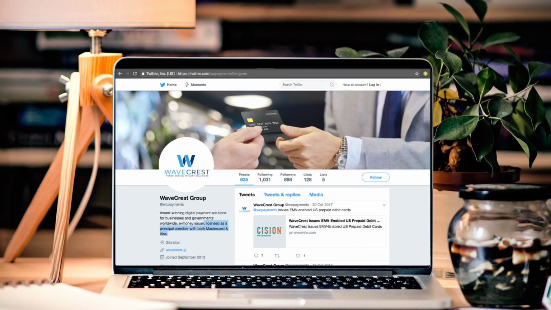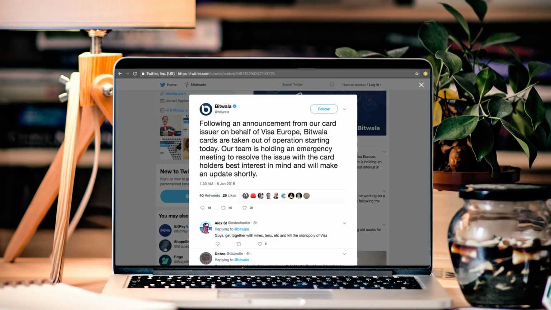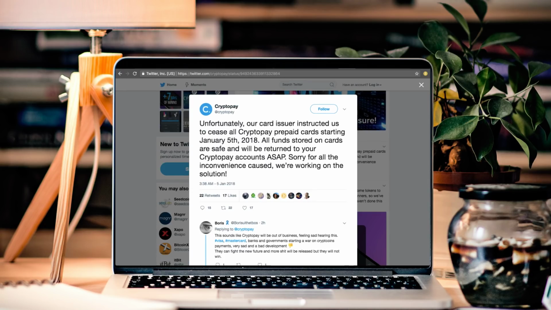Now this is a company here, WaveCrest, and they have a lot of clients. So let's take a look at some other cards that are issued here. Bitwala, they're saying the same thing on behalf of Visa Europe. They've pulled the plug, so to speak. 10X, another company here. And Cryptopay, I mean, the list goes on.